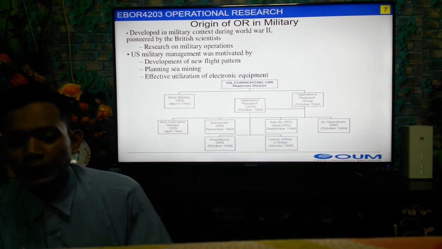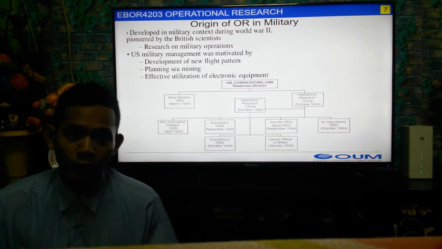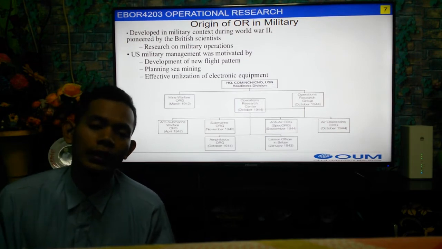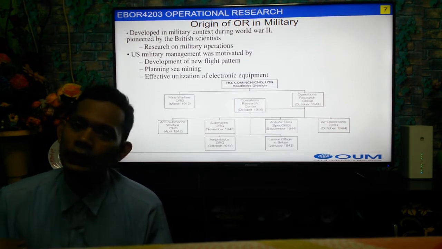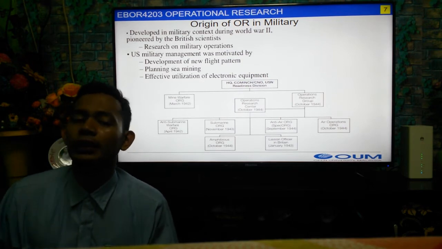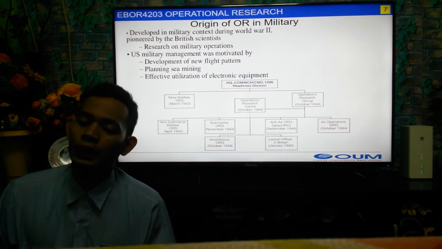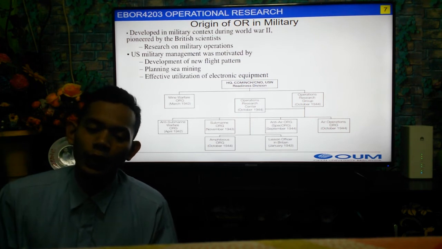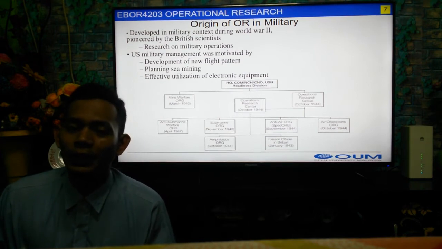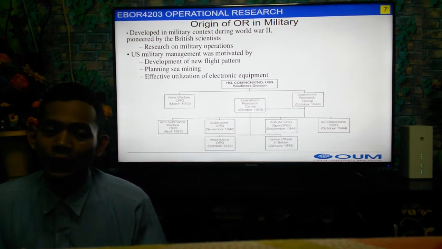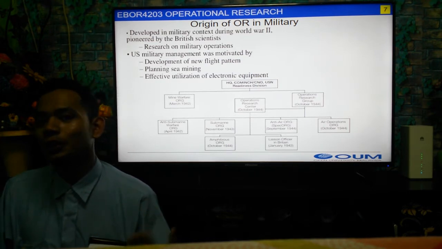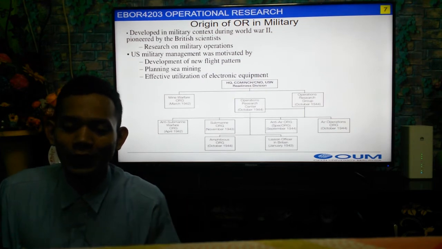US military management was motivated by the development of the new flight pattern by the British scientists, and the planning of sea mining and the effective utilization of electric equipment. They maximized the radar usage. They could track German bombers, and then the US also joined because Pearl Harbor, the main harbor for the Navy, was hit by the Japanese army. So they had a big loss there, so they joined the Allied force to fight the war.